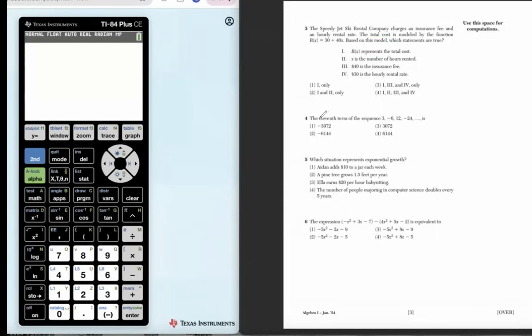Number 4, the 11th term of the sequence 3, -6, 12, -24, ... is. So the first step is to figure out, is this an arithmetic or geometric sequence? Arithmetic sequences will be added by the same number every time, even if that means you're adding by a negative number. Geometric sequences are going to require you to multiply by the same number every time. This can be an integer or a fraction. Let's take a look.